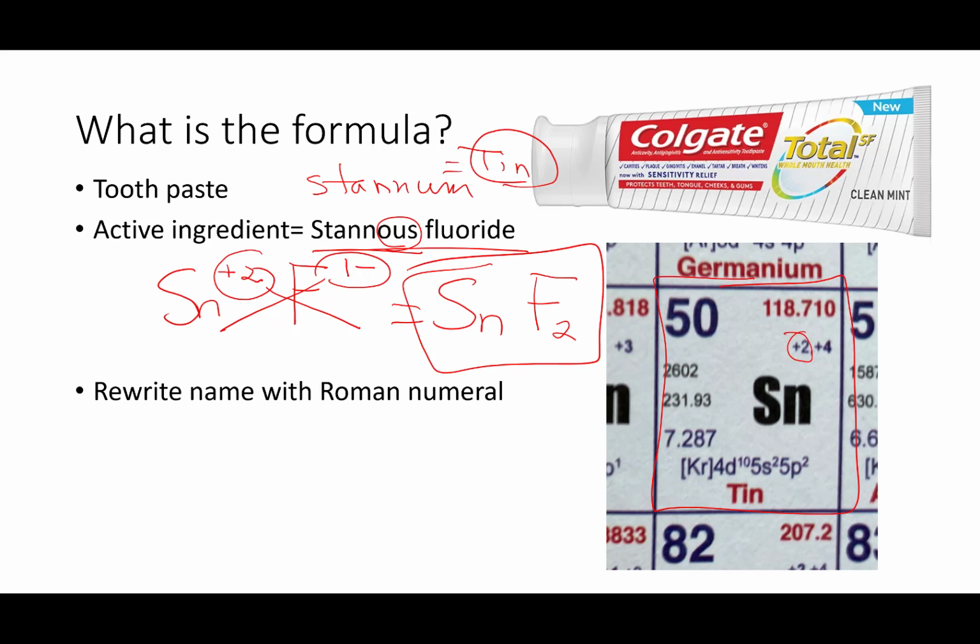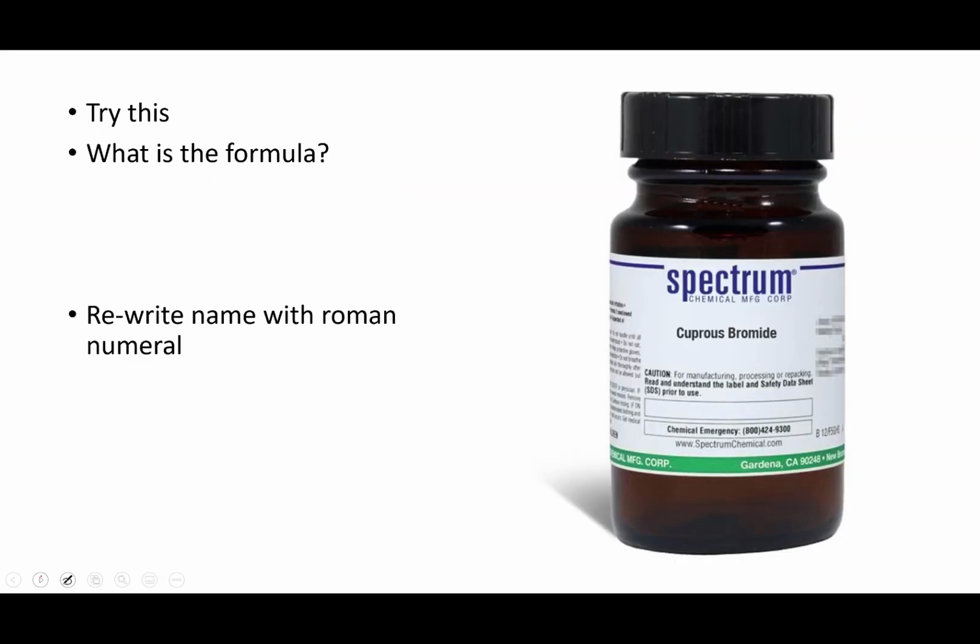That's pretty nifty stuff. Now, how do we rewrite this old-fashioned name, stannous fluoride, with the Roman numerals? This is now going to be tin(II), because that's the ion. Tin(II) fluoride. You do not put a plus or minus sign in with this Roman numeral. It's a metal. We all know metals have positive ions.